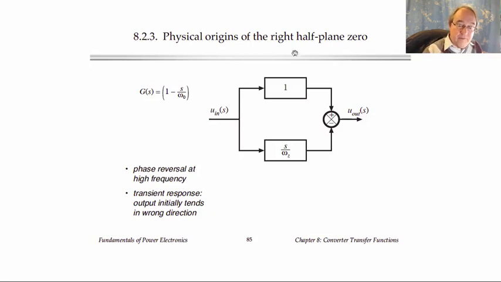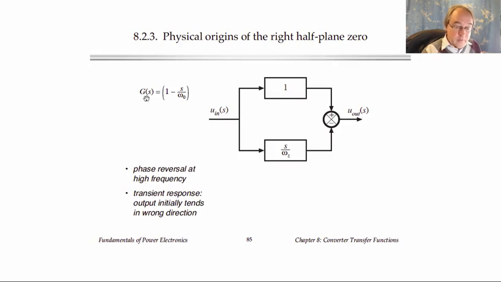Now, we've seen right half plane zeros arise in the boost and the buck boost converters, and they arise in other converters as well. What I'd like to do now is briefly discuss where the right half plane zero comes from and what its nature is. It actually causes some serious problems in the dynamics of the converter that make it difficult to control.